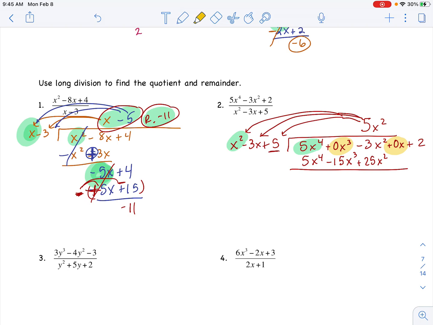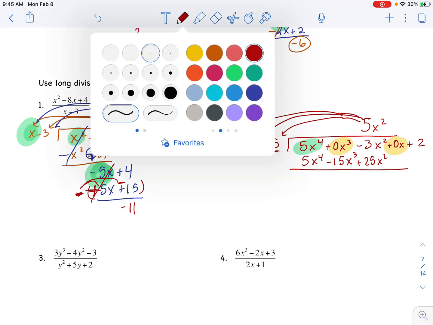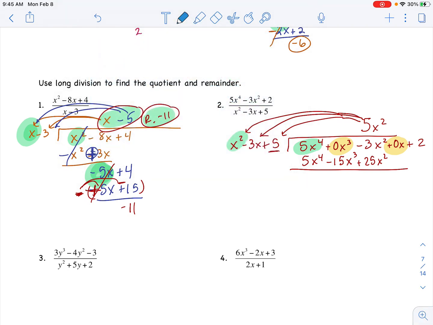All right, now don't forget you do have to distribute the negative to everything. So this will be minus, this will become a plus, and this will become a minus, right? Because I'm distributing that negative. All right, the 5x to the 4th are gone. 0 plus 15 is 15x cubed. Negative 3 minus 25 is negative 28x squared. And then I bring down my next one, and I start over.